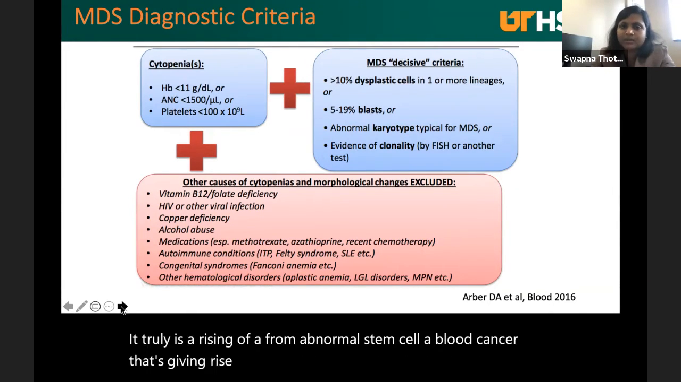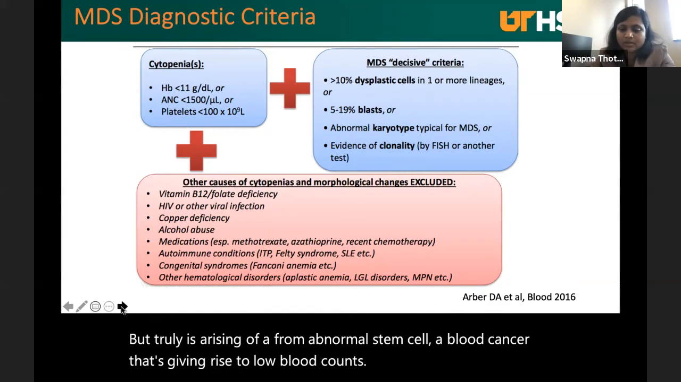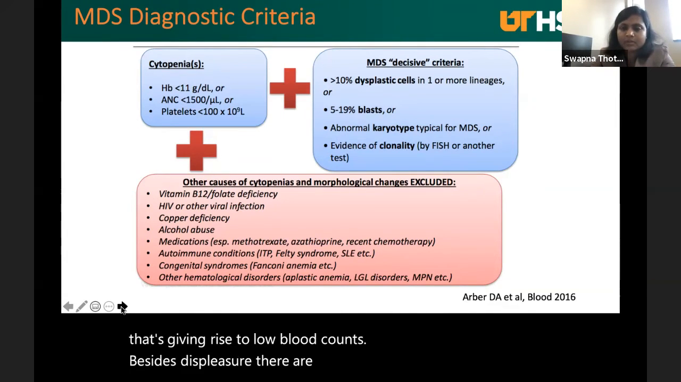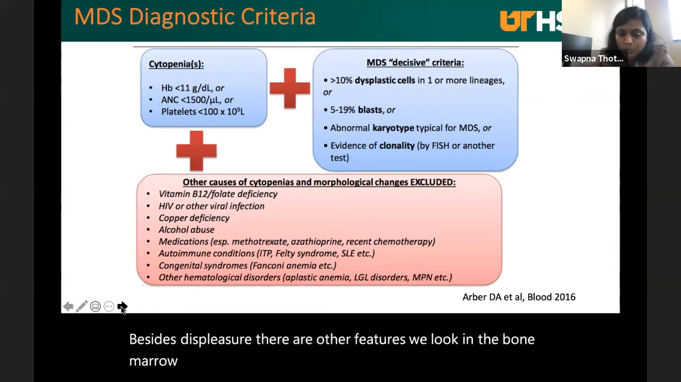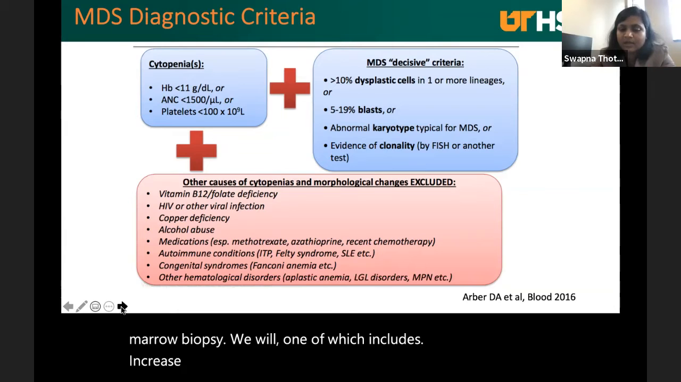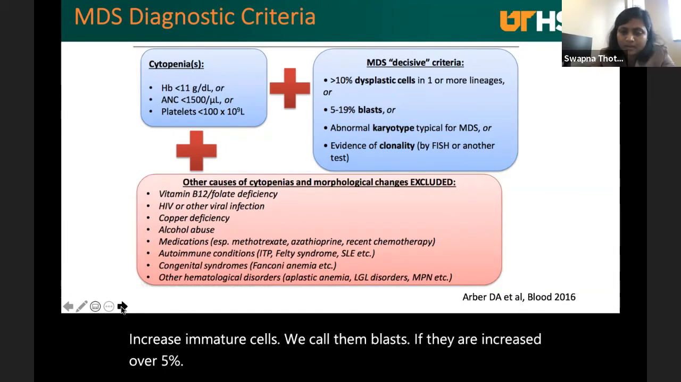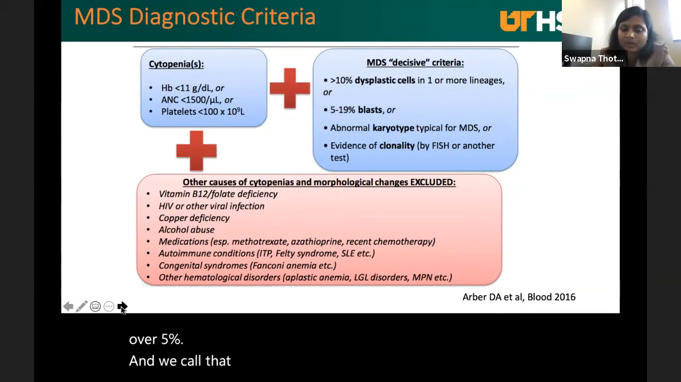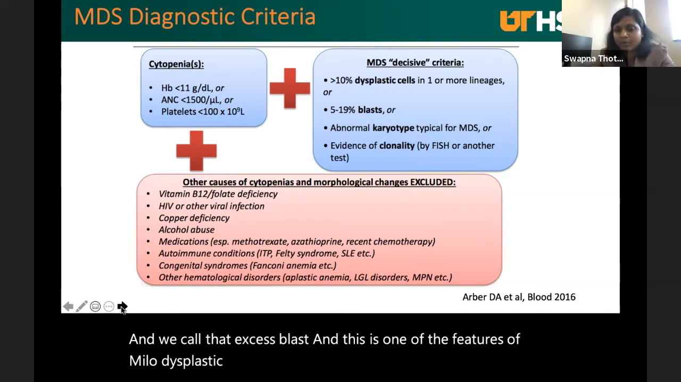Besides dysplasia, there are other features we look for in the bone marrow biopsy, one of which includes increased immature cells. We call them blasts. If they are increased over 5%, we call that excess blasts, and this is one of the features of myelodysplastic syndrome. Chromosomal abnormalities or DNA changes.